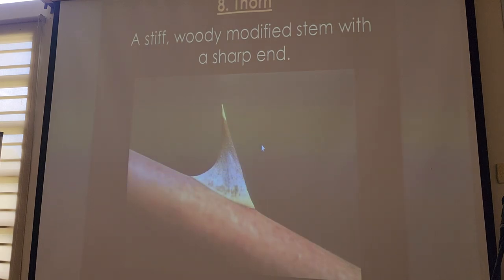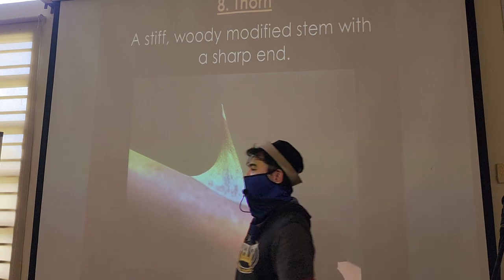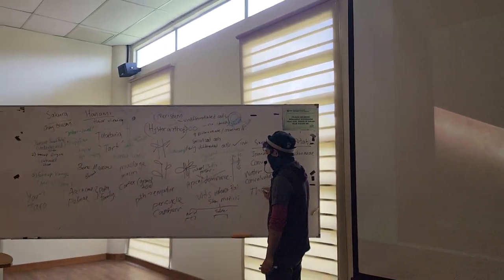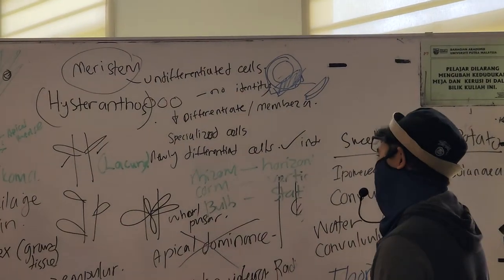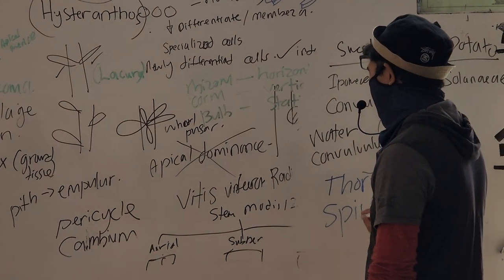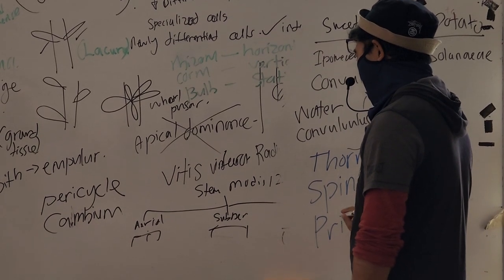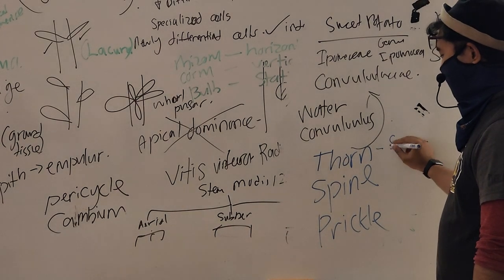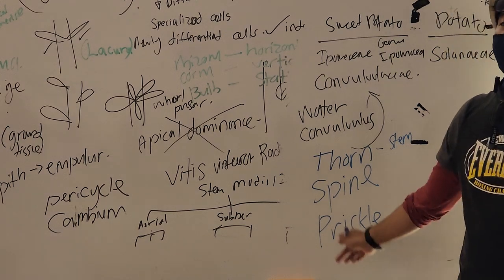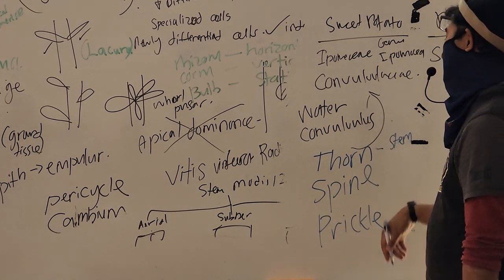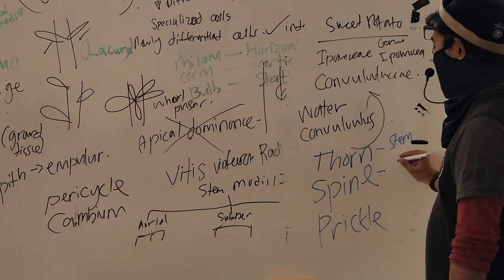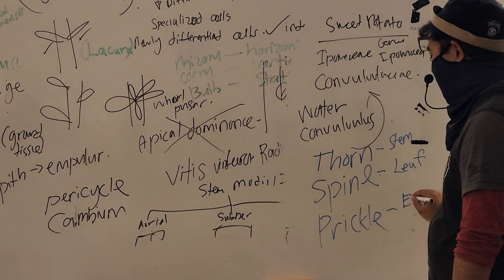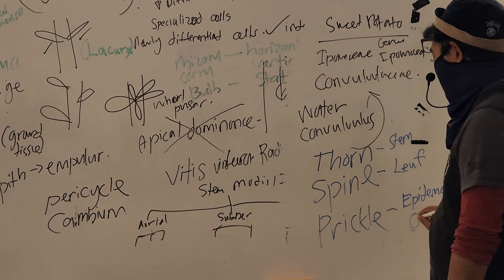All right, thorn is actually a modified stem. So there should be three. Okay, thorn. Spine. Prickle. Thorn is modified stem. In Malay, all this duri. Yes. You learn botany now. So there is a difference. Spine is modified leaf. Prickle is epidermal outgrowth.